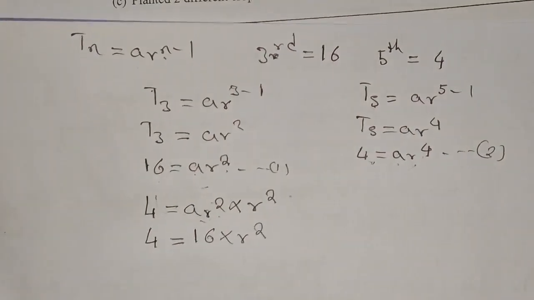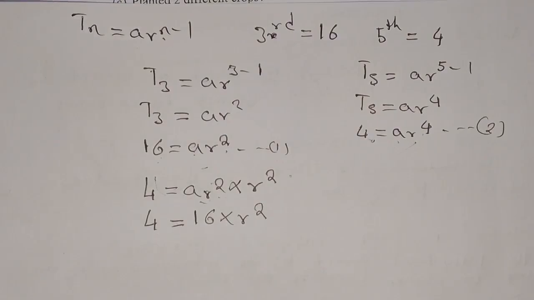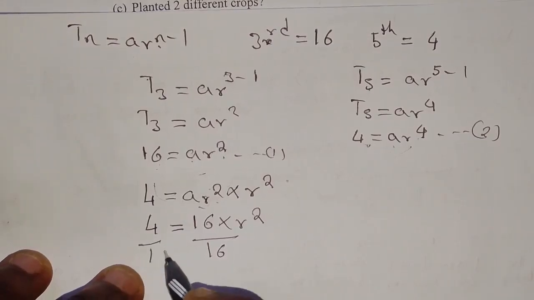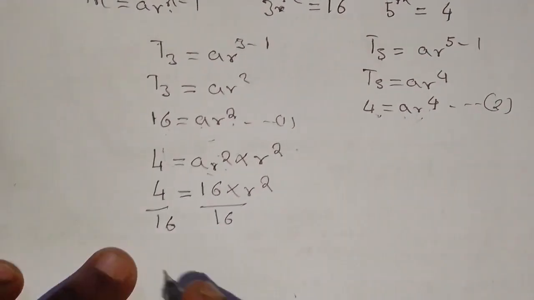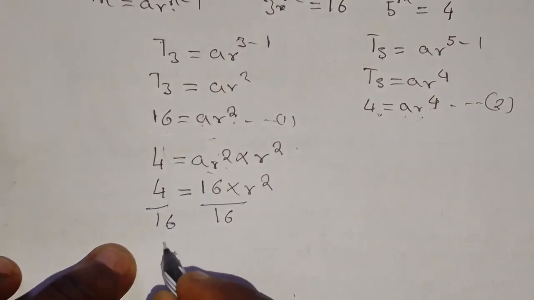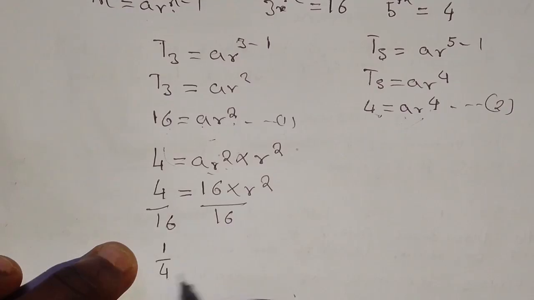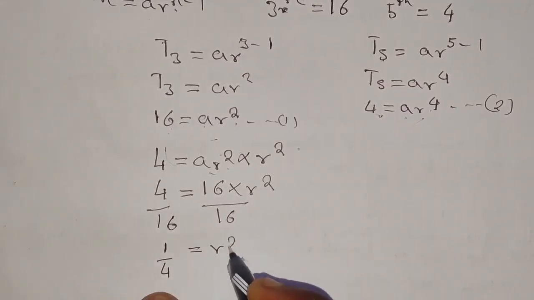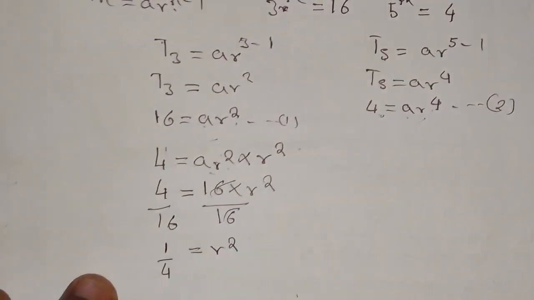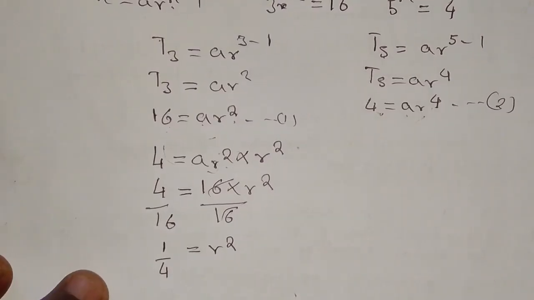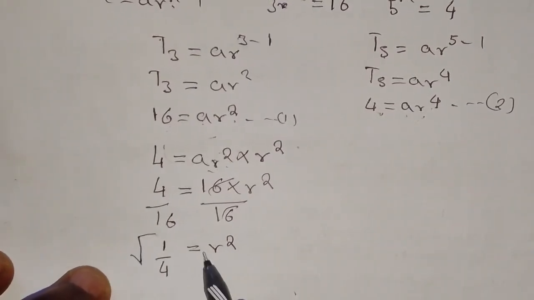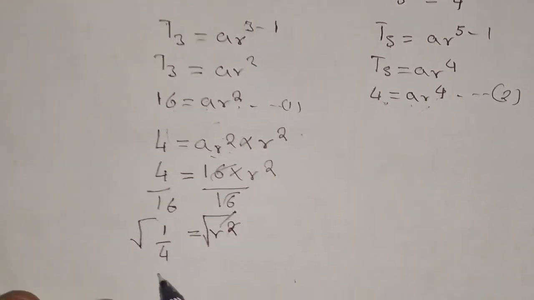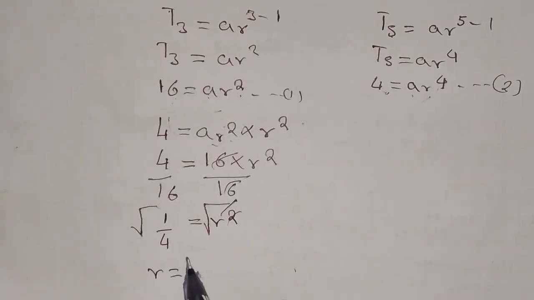Then you make r the subject of the formula by dividing both sides by 16. 4 into 4 is 1, and 4 into 16 is 4, so we have 1 over 4 is equal to r squared. Then you make r the subject by introducing the square root on both sides. The square root and the square cancel, so we remain with r is equal to, what is the square root of 1?